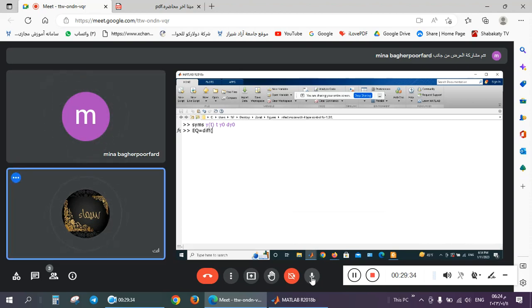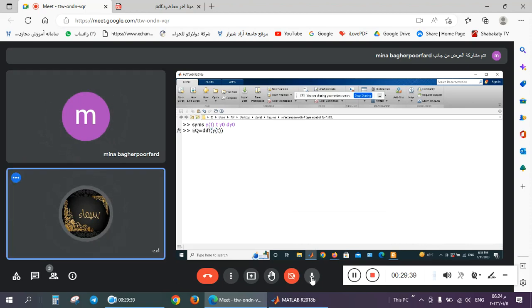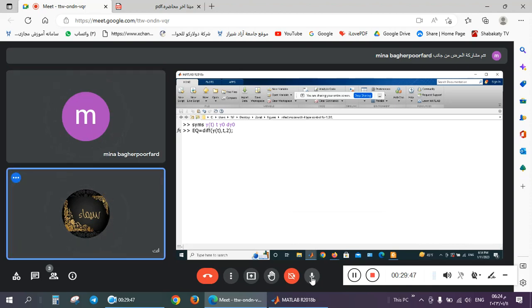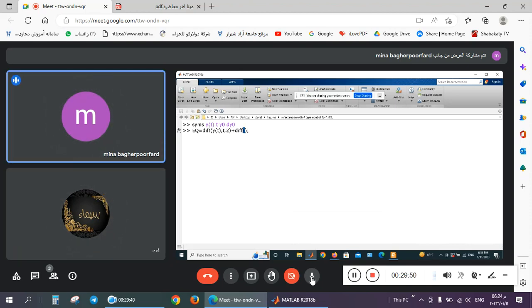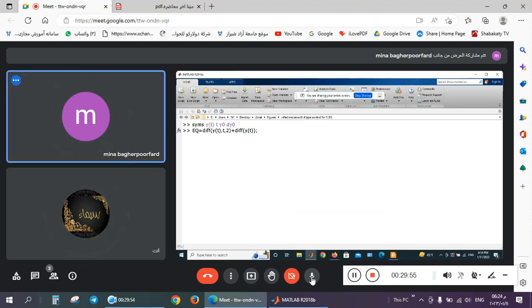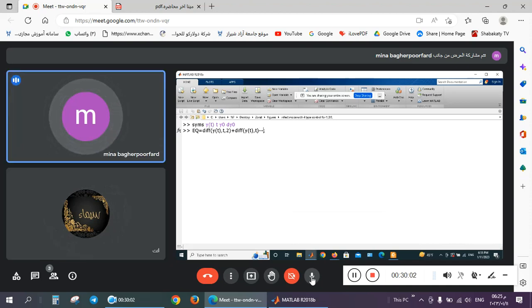Q equals diff of y(t), comma t, comma 2, plus diff of phi of t, comma t, double equal 0. Okay, the second derivative of y(t) plus y prime(t) equals 0.